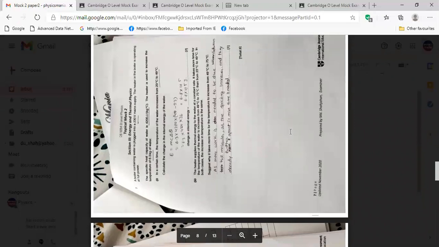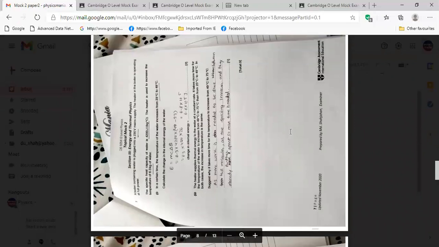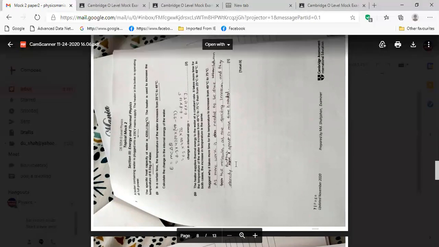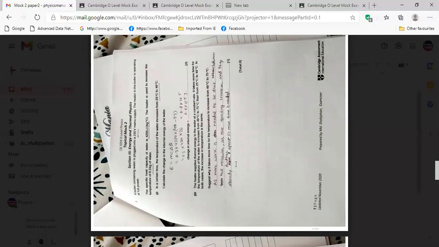Then we have calculate the engine internal energy. We have mc del theta. We got 6.8 into 10 to the power 5, right? Yes, sir. Should it be 6.8 or 6.9? In the mark scheme it is written 6.9, maybe.